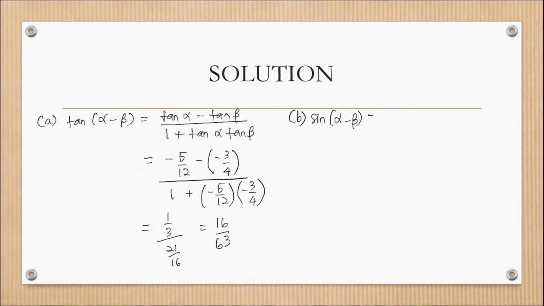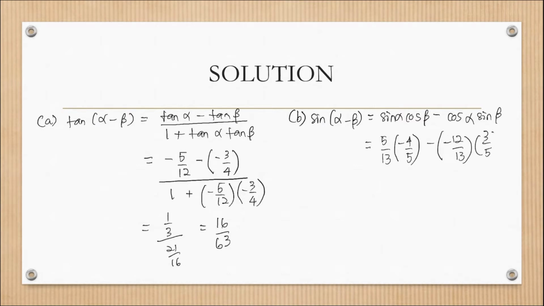Question B is sin alpha minus beta. By compound angle formula, sin alpha cos beta minus cos alpha sin beta. Substitute in the formula 5 per 13 times negative 4 per 5 minus negative 12 per 13 times 3 per 5, and then use a calculator, you will get 16 over 65.